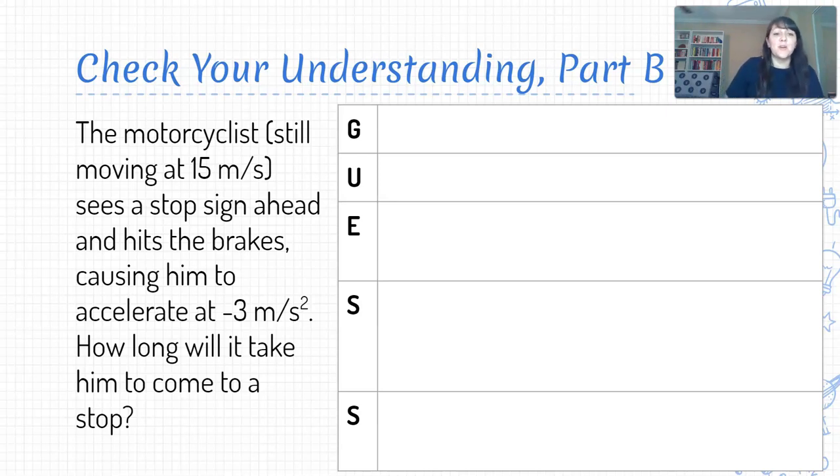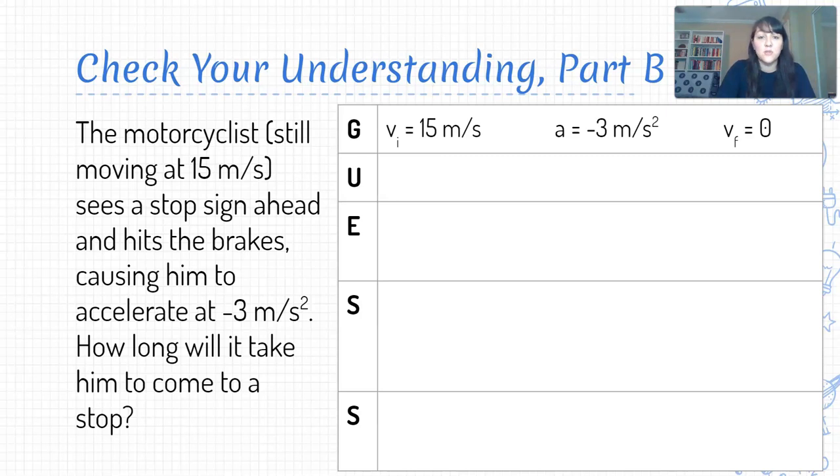We're walking through this one. Again, I'm going to identify what my given information is. My motorcyclist is at the beginning of this story moving at 15 meters per second and then hits the brakes and causes this acceleration. So the initial velocity is 15 meters per second, and the acceleration is -3 meters per second squared. The other key piece of information is that the motorcyclist is trying to come to a stop. Since he is coming to a stop, my expectation is that the final velocity is 0, because he's not moving anymore at that point.